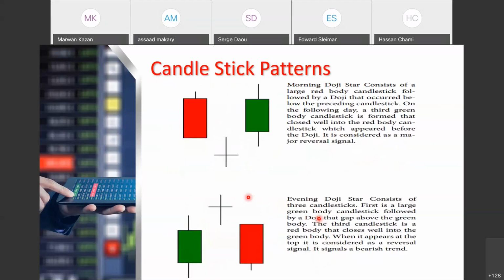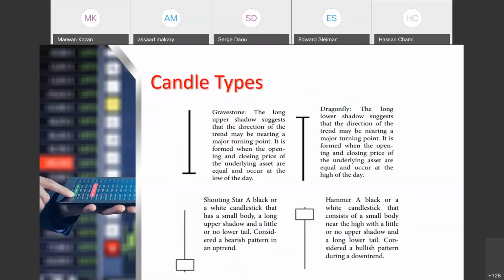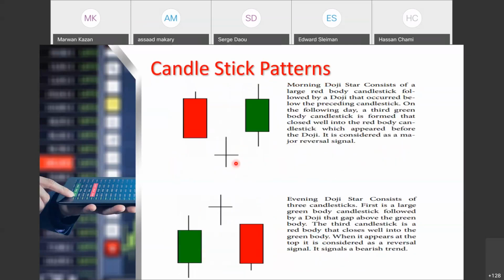Another important candlestick pattern is the morning doji star and the evening doji star. Here it is. The morning doji star is this one: a red candle or a series of red candles, then a doji down. It doesn't have to be a doji. It can be a gravestone. It can be a dragonfly, the one we saw, these shooting star, hammer. It can be these two. It doesn't necessarily have to be a perfect doji. Now, the second day, if it's green, this means that the prices will continue up.